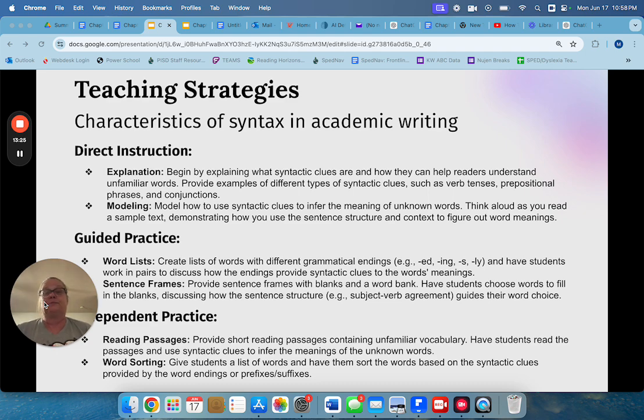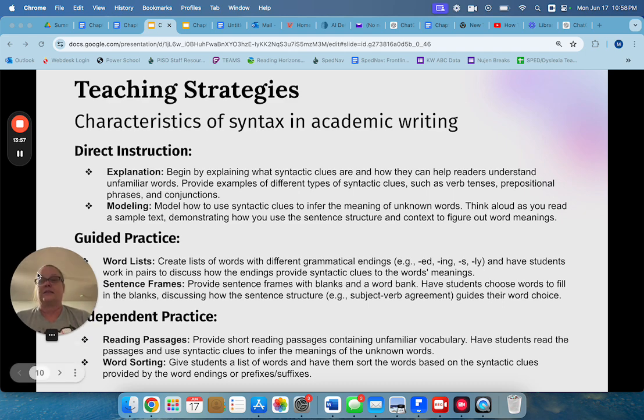Sentence frames. This is where we're going to provide those frames to the students to complete. And as I mentioned before, you may have them choose words to fill in the blanks. You can have a word bank. Start discussing how these sentence structures, that subject-verb agreement, help guide their choices. And you want to make sure that they're understanding that and doing that. So you can't just give them the sentence frame with no instruction. That goes back to that modeling aspect of it.